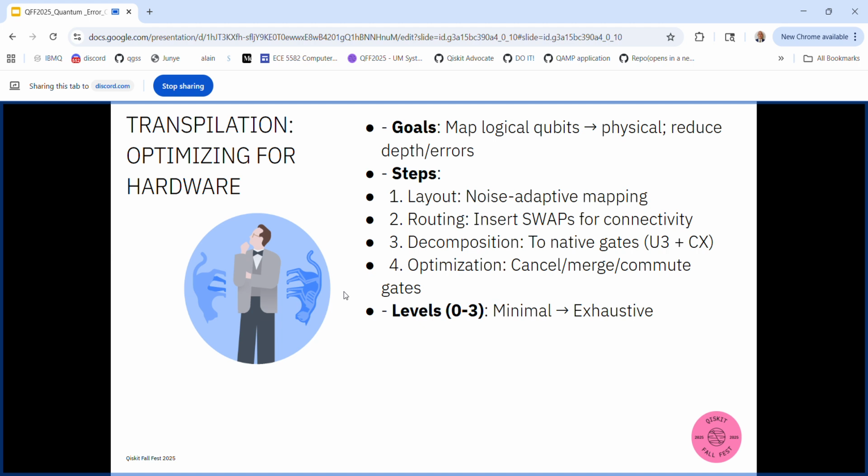And there are 3 levels of transpilation. There's 0 to 3. 3 is the most exhaustive. It does the most work to try to make your circuit as compact and error-free as possible, but calculating that is expensive and takes time.